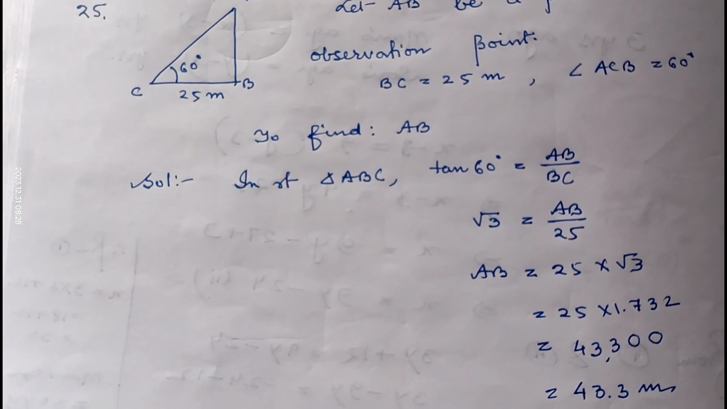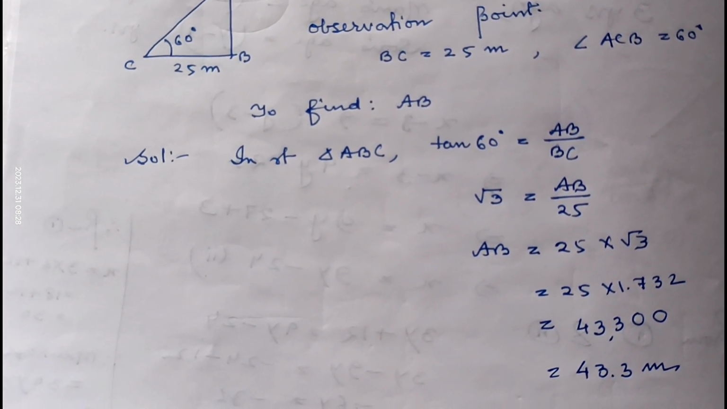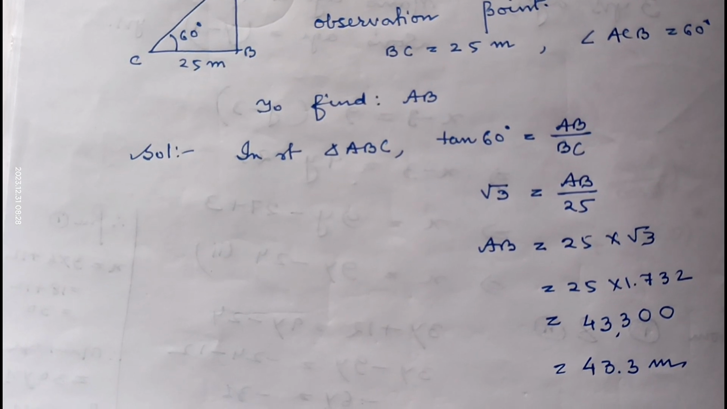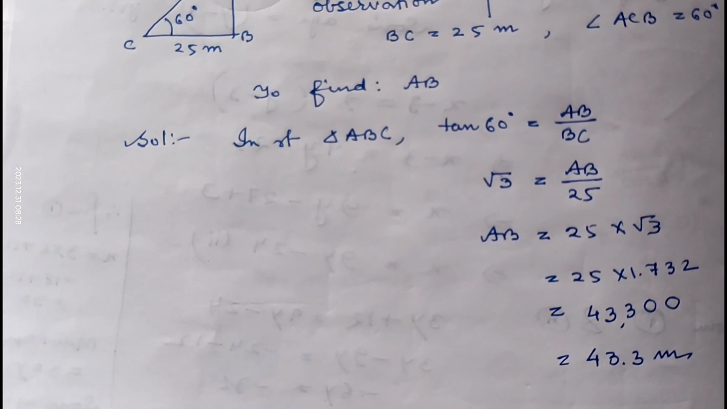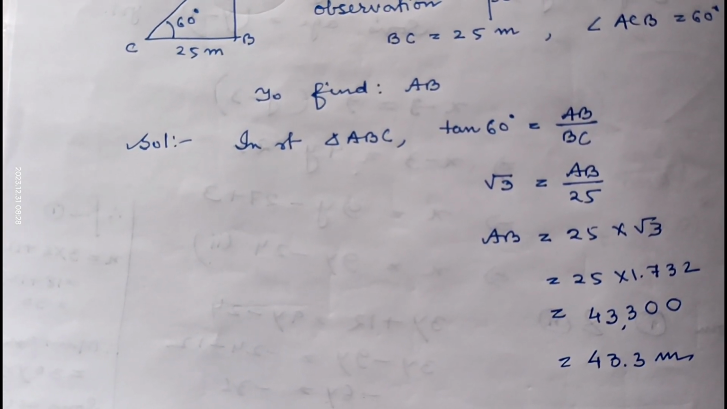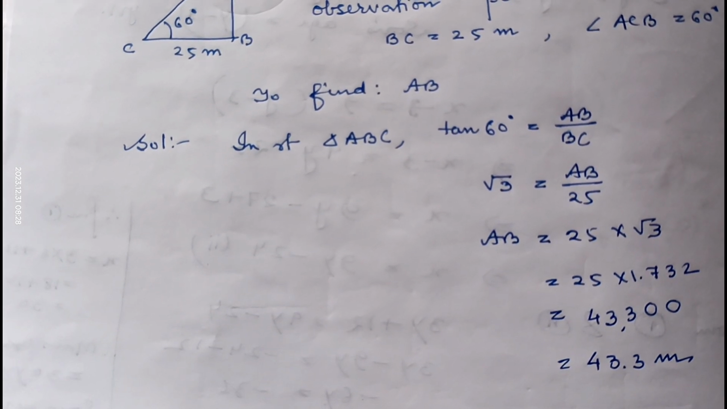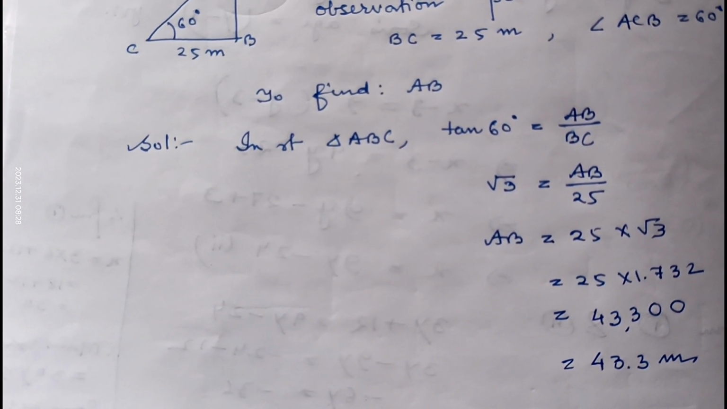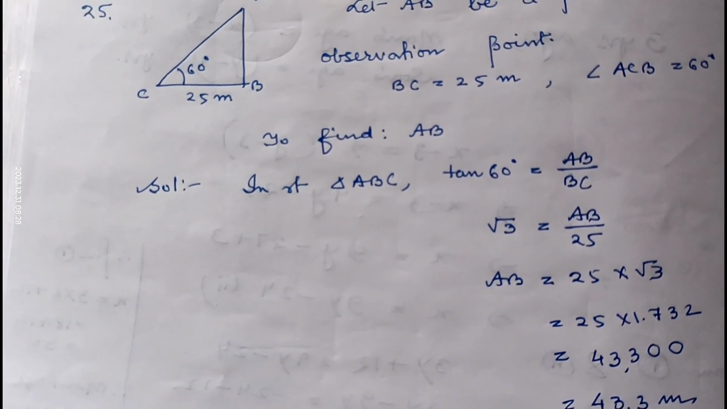So AB equals 25 into root 3, that is 25 into 1.732. If we multiply 25 with 1.732, it will be 43.3. Therefore, the height of the pole is 43.3 meters.